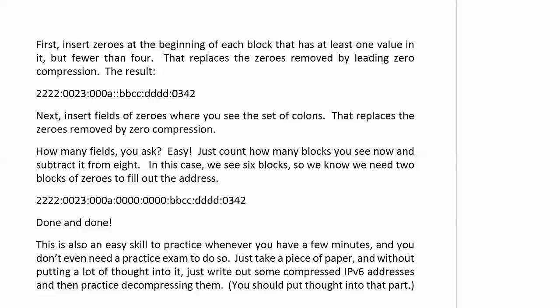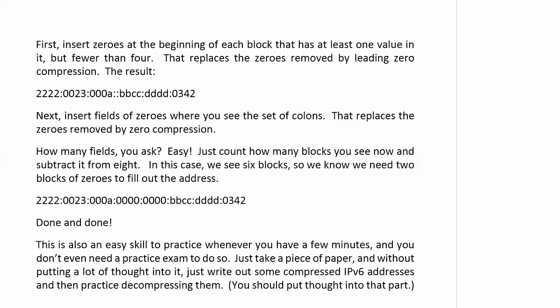First, insert zeros at the beginning of each block that has at least one value in it but fewer than 4. And what you're doing there is replacing the zeros that were removed by leading zero compression. As a result of that, we have an almost reinflated IP version 6 address. But then we've got the two colons there in the middle, and we know that's zero compression. And the question is, how many fields of zeros are represented by zero compression in this address?